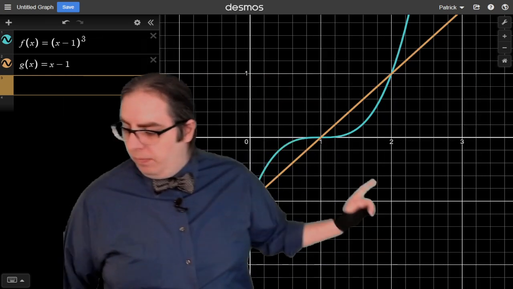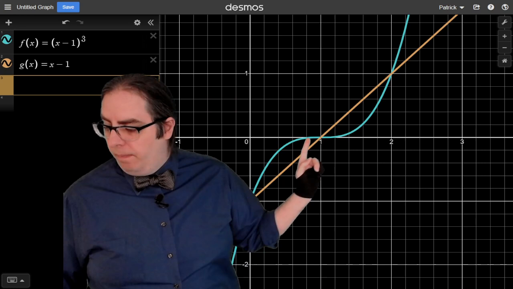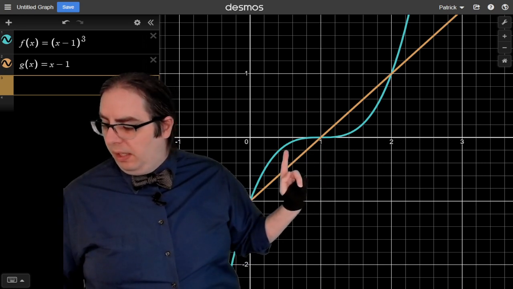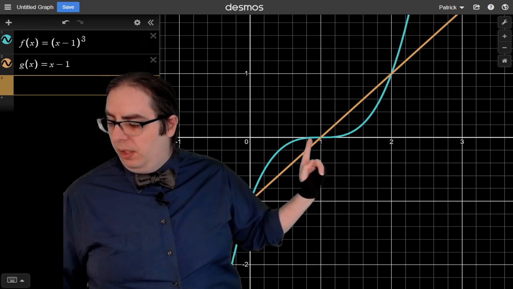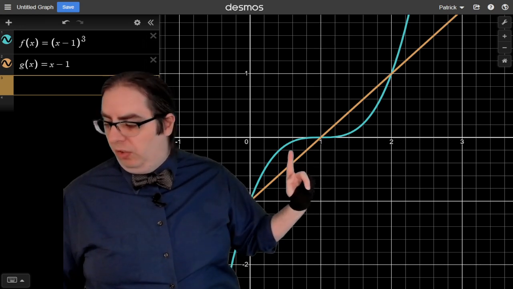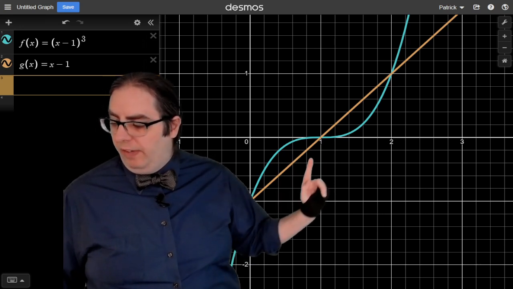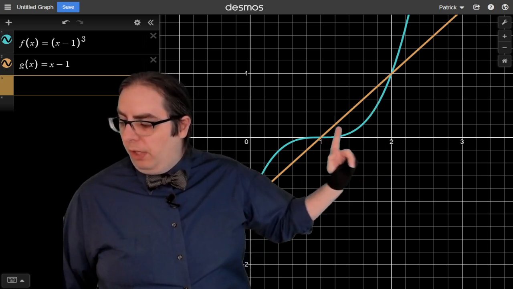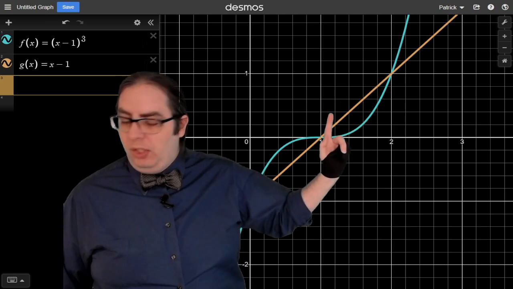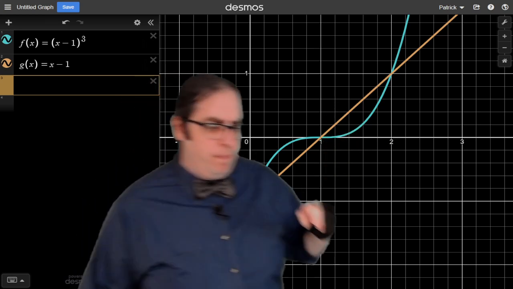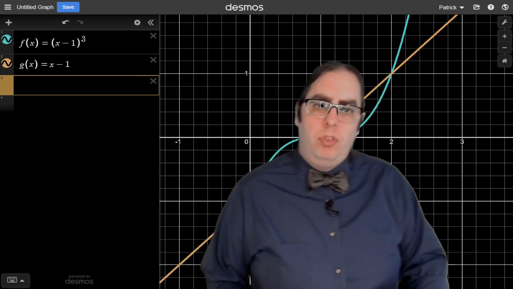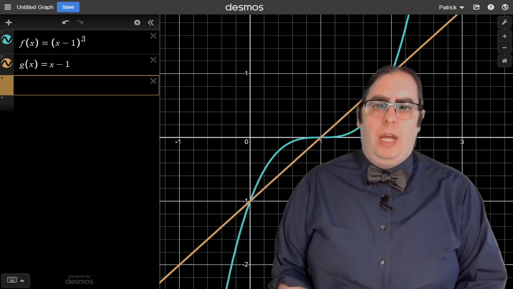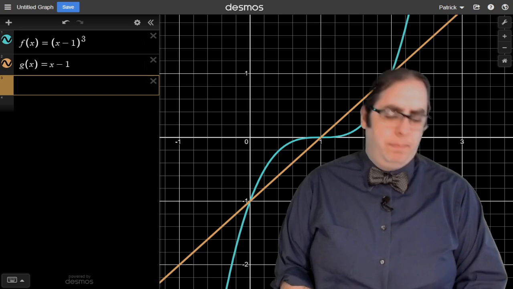There we go. So if you look here, between 0 and 1, the blue curve f of x is on top, the orange curve g of x is on the bottom. And if you come over here, the blue curve f of x is on the bottom, and the orange curve is on top. And so you have to stop and think a little bit about how to set this up.